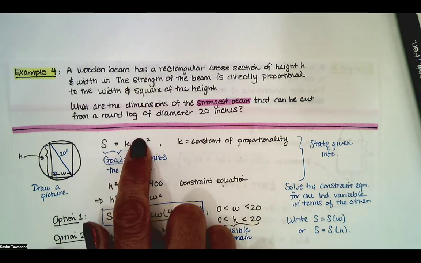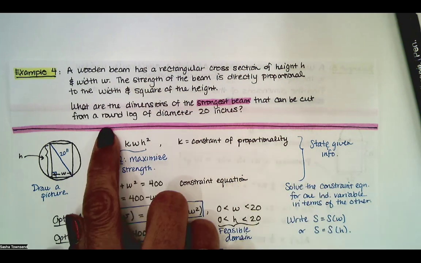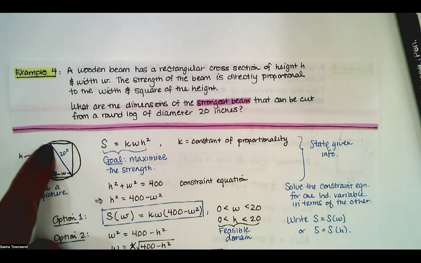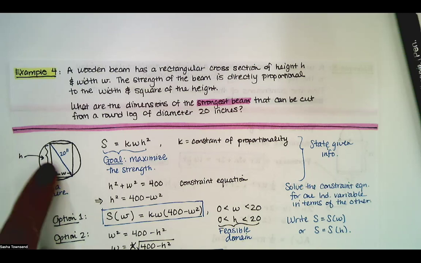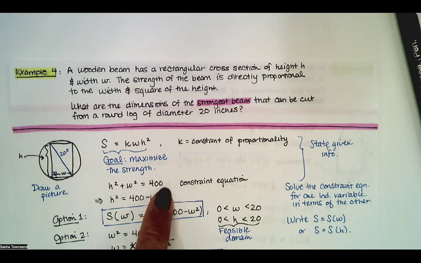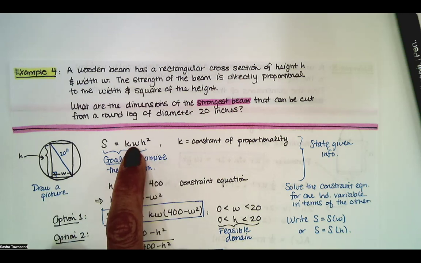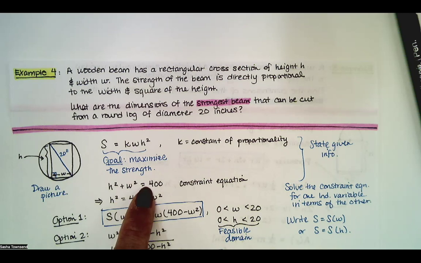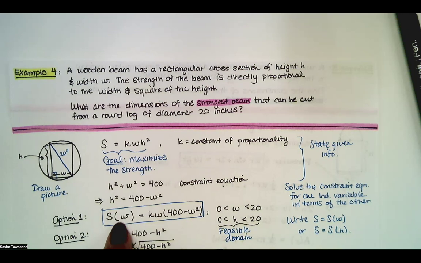So we want to maximize this. That can be cut from a round log of diameter 20 inches. So that means the diagonal of that beam has to be 20 inches. So that gives us a constraint. We know that h squared plus w squared has to equal 20 squared, which gives us h squared plus w squared equals 400. So this is the function I'm optimizing. This is a constraint equation. If I solve that constraint equation for h, or h squared, and substitute, I get this function.